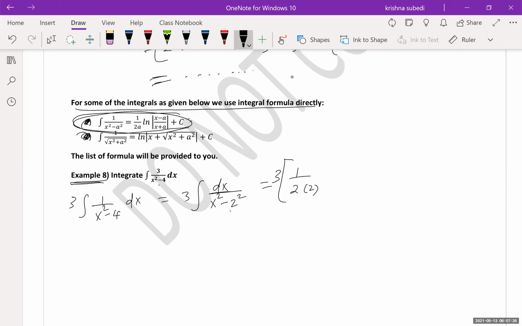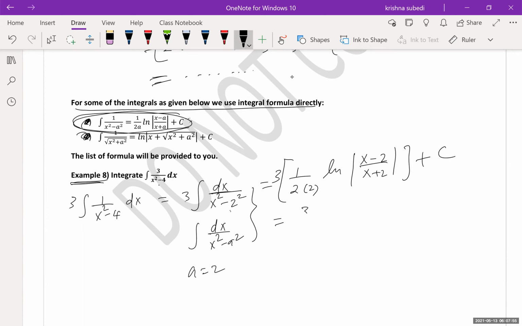So we're going to get 1 over 2a ln of x minus a over x plus a. When you compare this with dx over x squared minus a squared, if you compare these two, you're going to get a equals 2. So ln of x minus 2 over x plus 2 plus c, done. That is the answer. If you want to write this in a nice way, you're going to get 3 over 4 ln of x minus 2 over x plus 2 plus c.